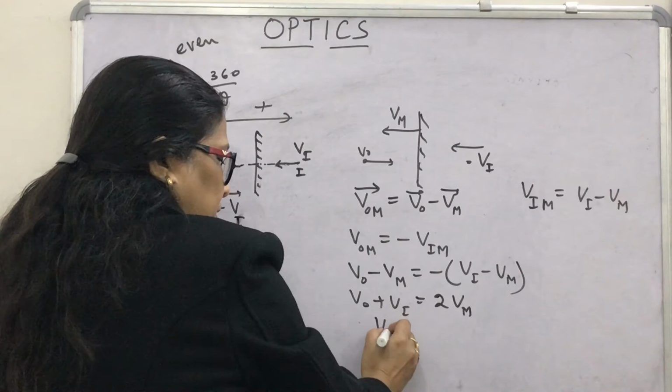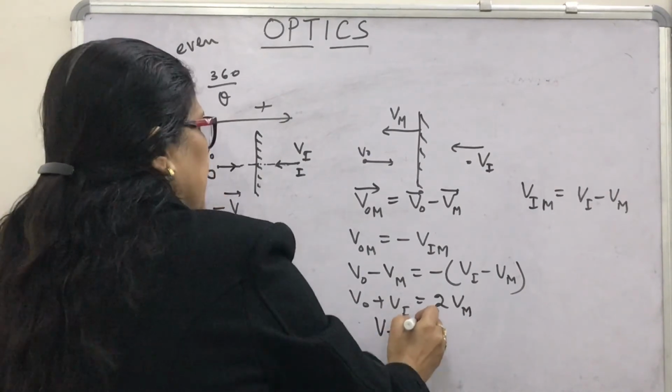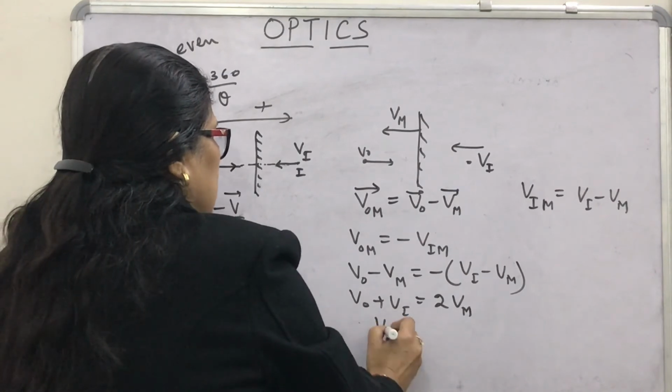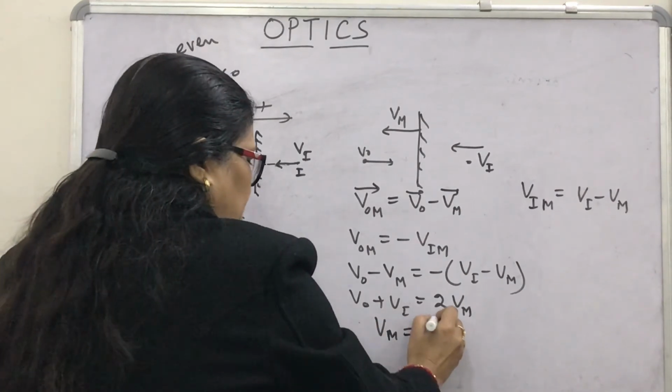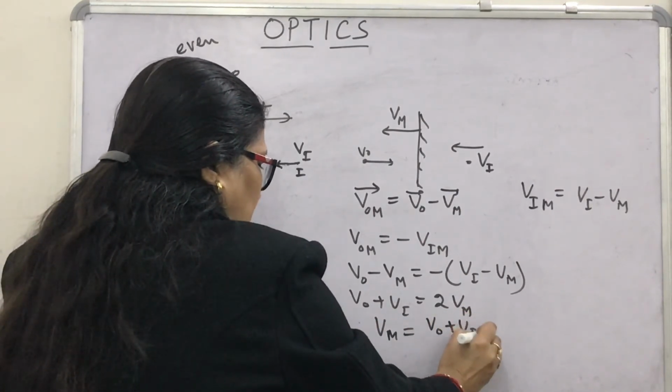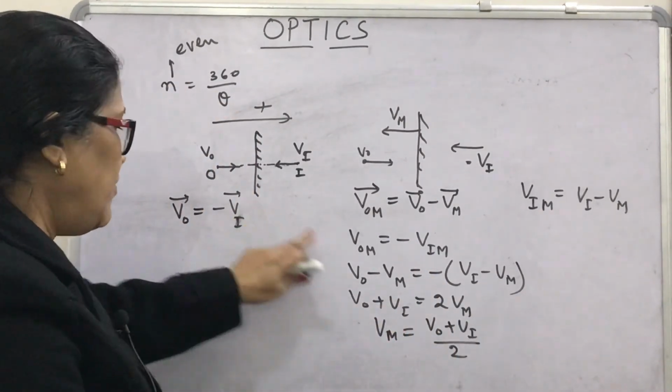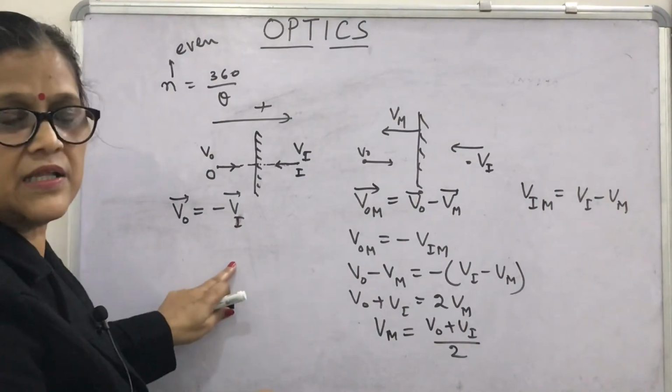So, what will be the mirror's velocity? If you find this VM, then VM will be (VO plus Vi) upon 2. And the same case is here. If you put VM equal to 0, you will get like this.